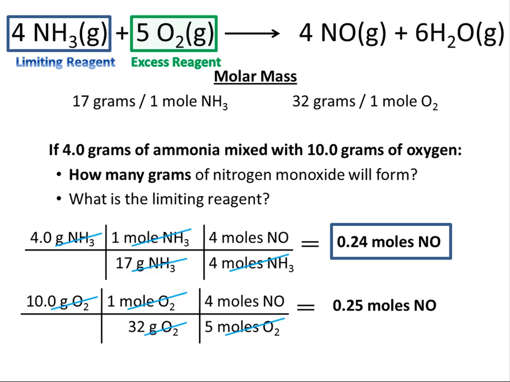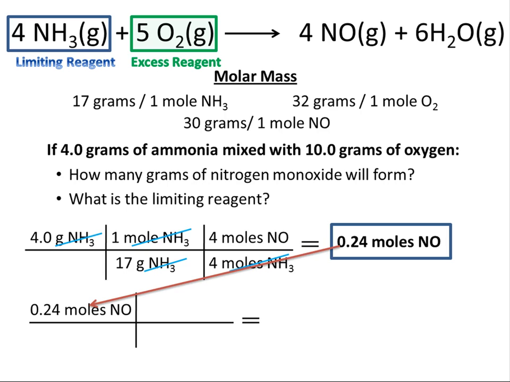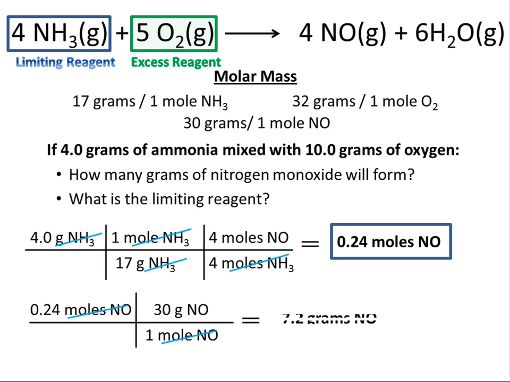The original question asked for the mass of nitrogen monoxide that will form. We will use the molar mass of NO to calculate how many grams of NO are in 0.24 moles. The molar mass of NO is 30 grams per 1 mole. Start with 0.24 moles of NO. Using the molar mass to convert moles to grams, we put the moles on bottom to cross-cancel the units. The units we are left with, grams of NO, are the units of our desired answer. Plugging this into our calculator, we get 7.2 grams of NO.